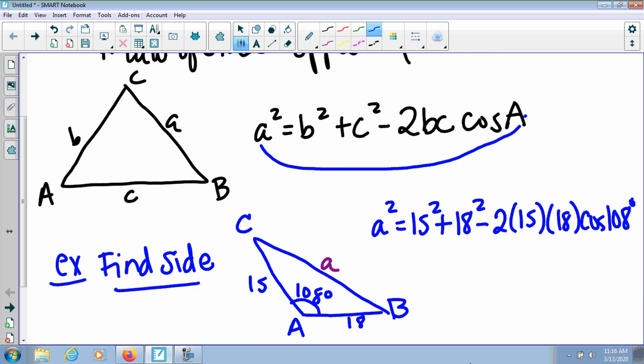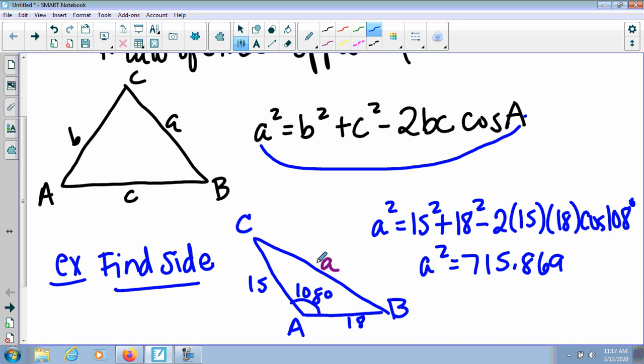You can type this in while I'm doing it too, just to make sure that you can do this as well. So 15 squared plus 18 squared. If you put it in exactly like this with the parentheses, there should be no problem at all when you're typing it in. And cosine of 108. And we end up getting that a squared is equal to 715.869 dot dot dot, lots of other numbers after that.